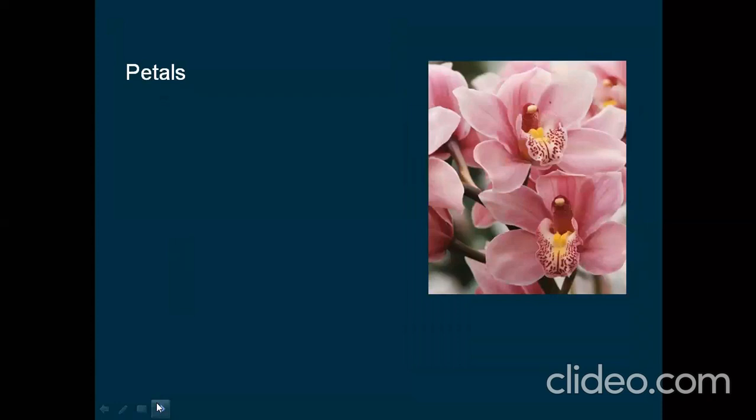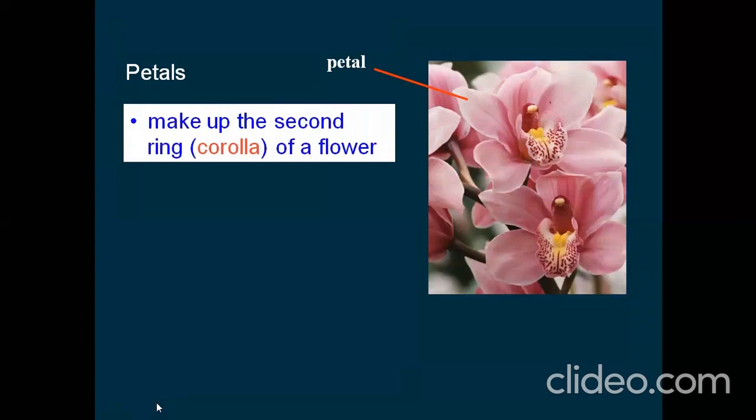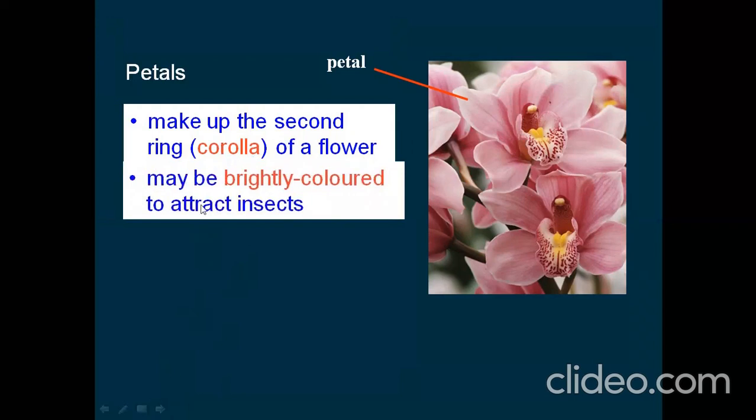Now come to our petal. The colored part of the flower is called the petal. It makes up the second ring of the flower. So you know, one petal, two, three, all these petals are collectively called what? Corolla. And this corolla actually attracts the insects because of the color. It may be brightly colored to attract insects.